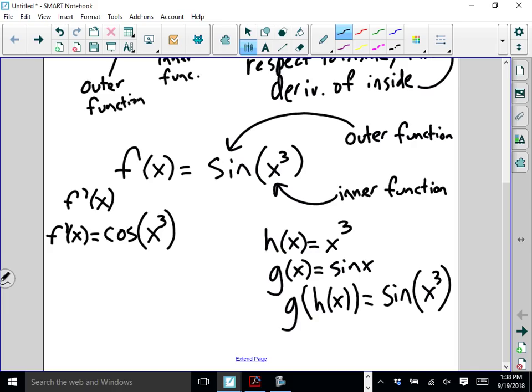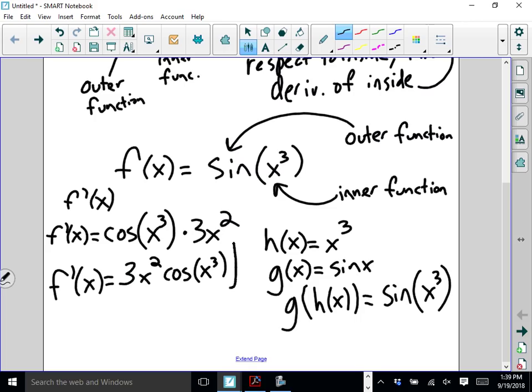But remember, we always have to tack on in the chain rule. We're going to tack on the derivative of that inner function. Well, the inner function is x cubed. What's the derivative of x cubed? Well, that's simply times 3x squared. To clean this thing up, I always like to write polynomial stuff in front of trig stuff. So I would say 3x squared cosine of x cubed. And there, we've done our first chain rule derivative.